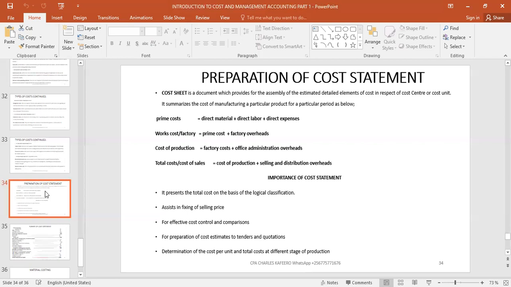But when you are doing a cost sheet, we are looking forward to get those costs which are combined and are responsible for the production of the items we are seeing.